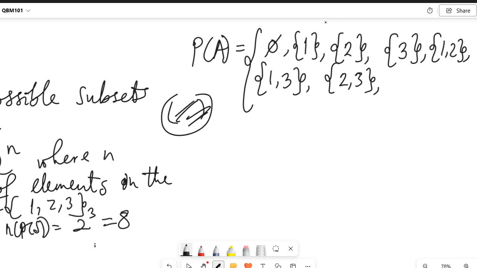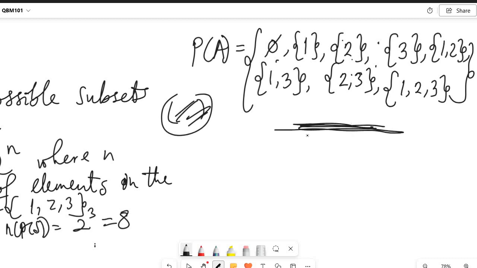So let's see if we have gotten to our 8: 1, 2, 3, 4, 5, 6, 7. There is still one more. What do you think the last one will be? Of course, you could have all of them together. So this would be the power set of A: the null set, each single-element set, the pairs in different forms where repetition is not allowed, and then the three elements all together. So the power set is the collection of all possible subsets of the set.